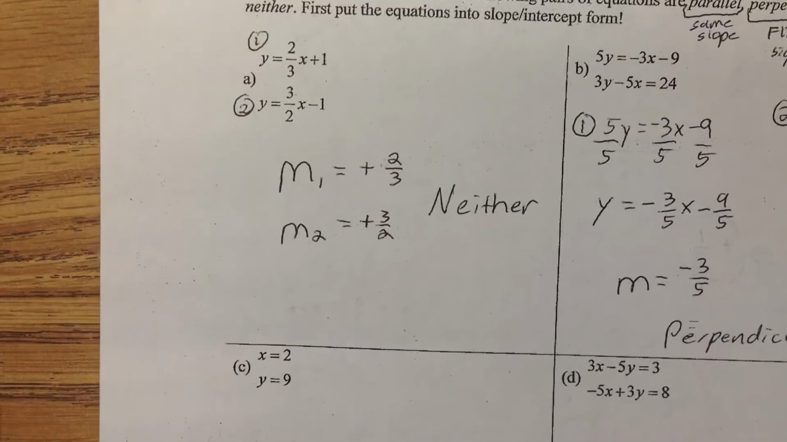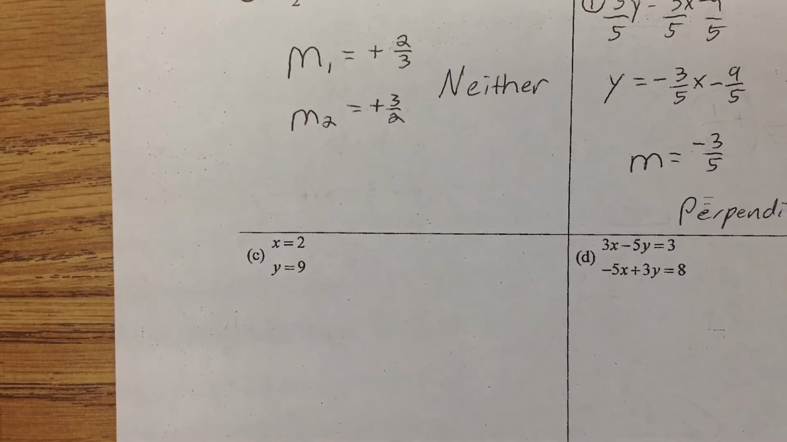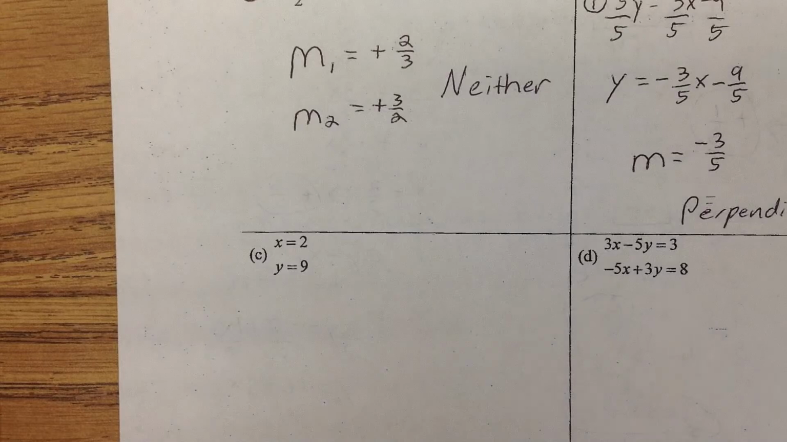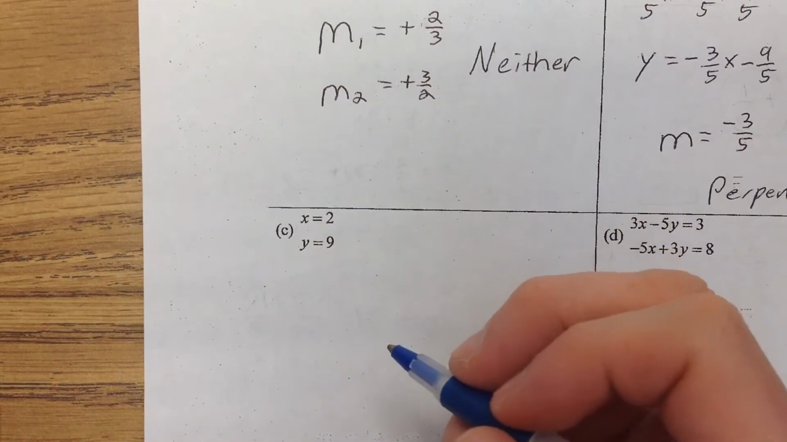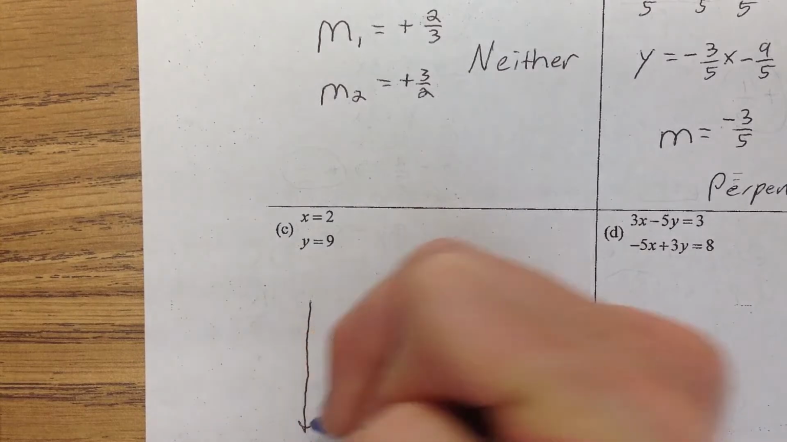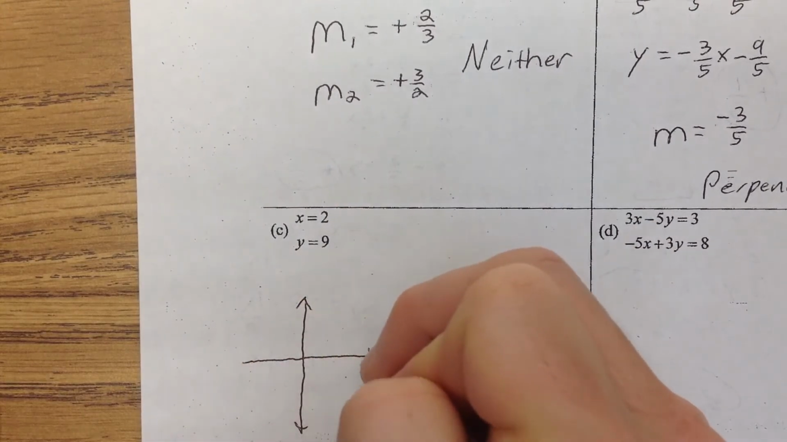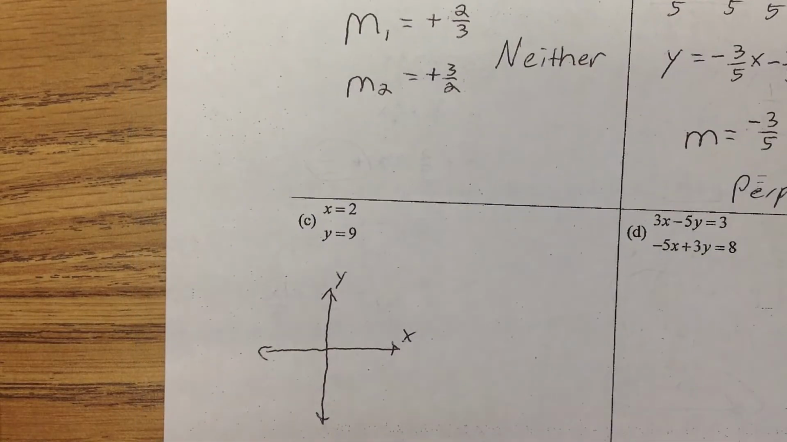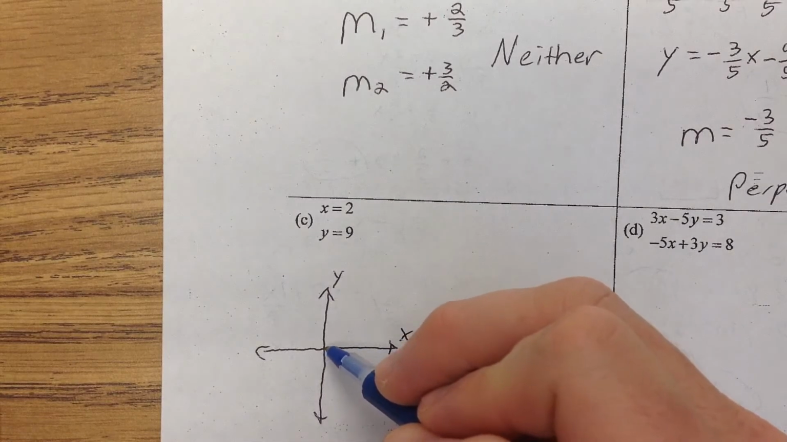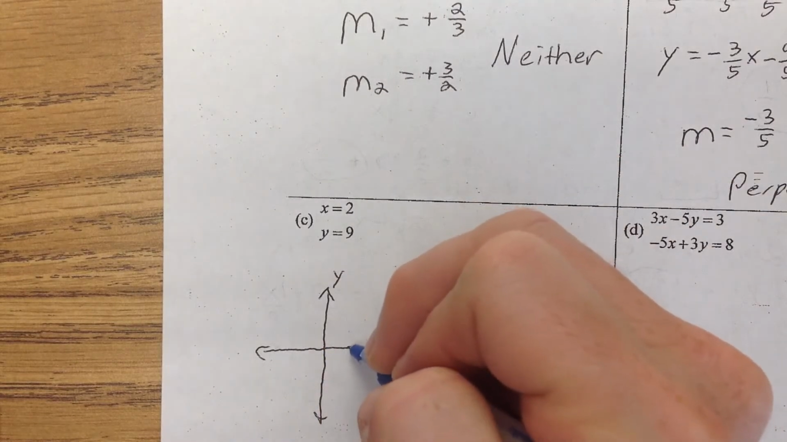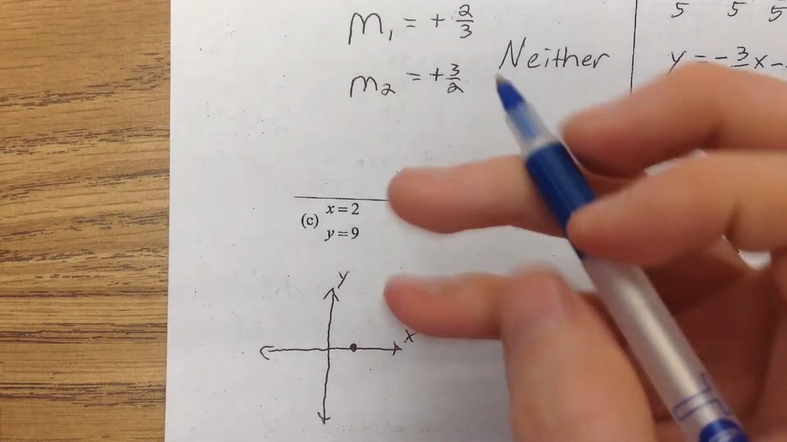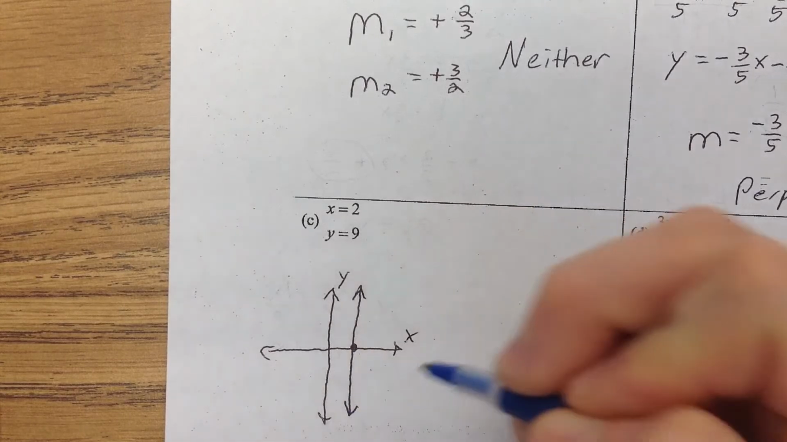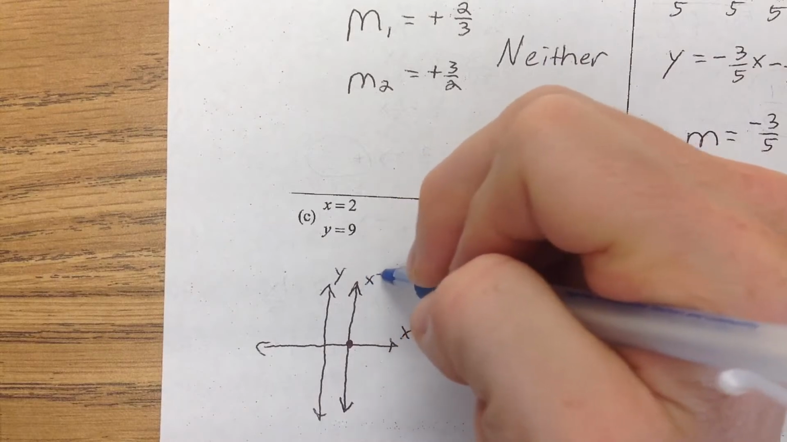All right, let's take a look at C here. Now C is a little different because those aren't equations like we're used to seeing. There's no clear y-intercept, there's no clear slope. So let's actually do this one a little different. What I'm going to do is make a little XY grid quickly. So there's my x-axis, there's my y-axis. If I wanted to graph x equals 2, I would go to where x is 2, so that means over to the right here, and then my line would just be straight up and down. So this would be x equals 2.